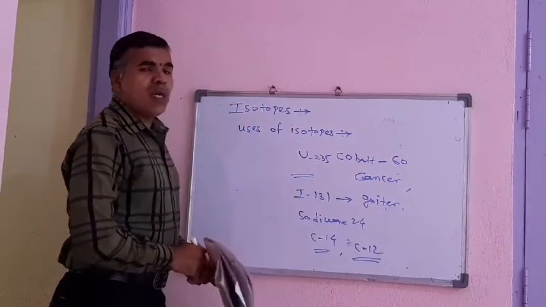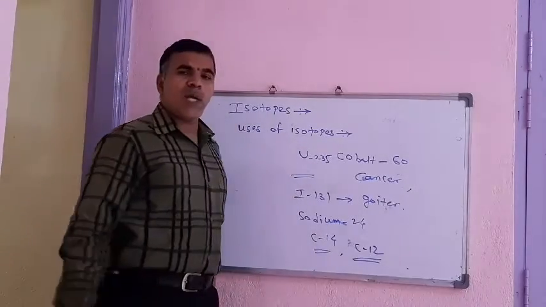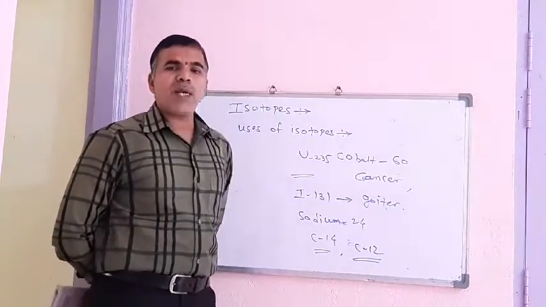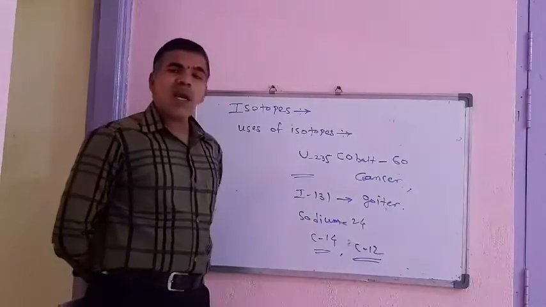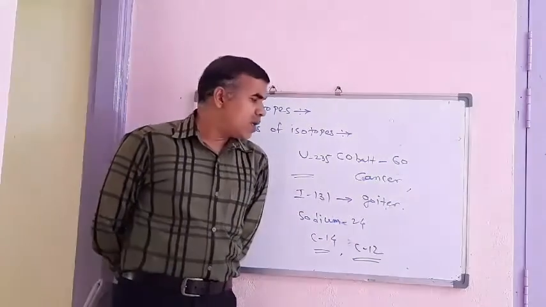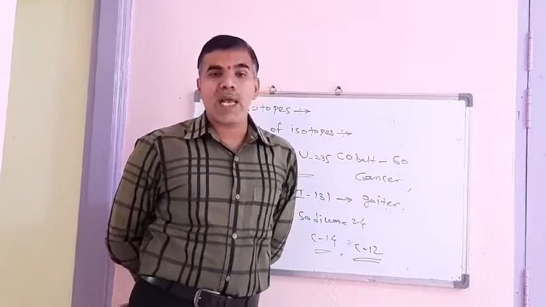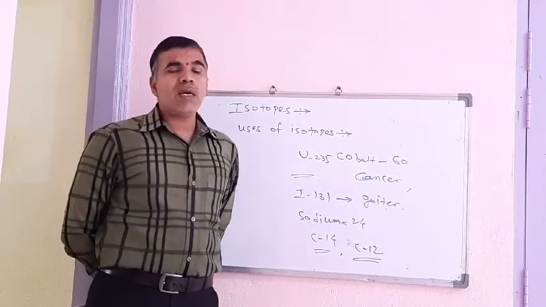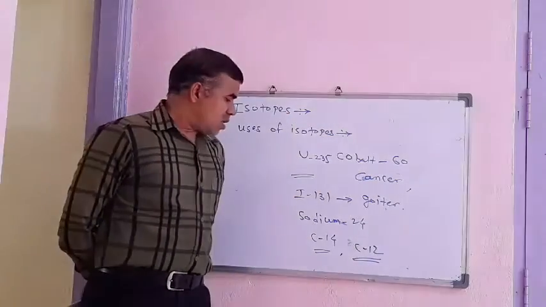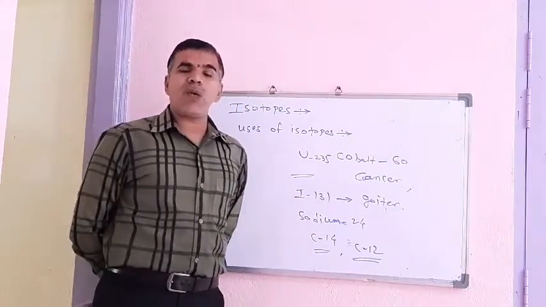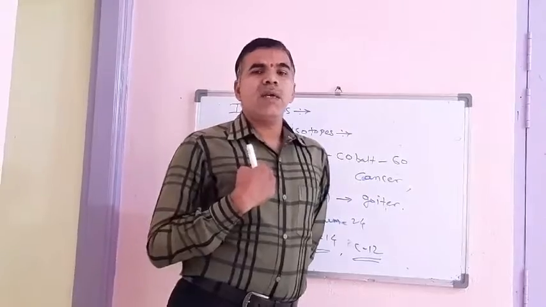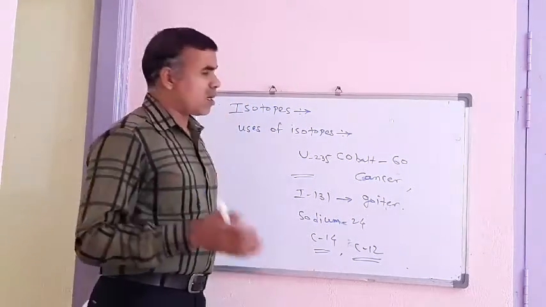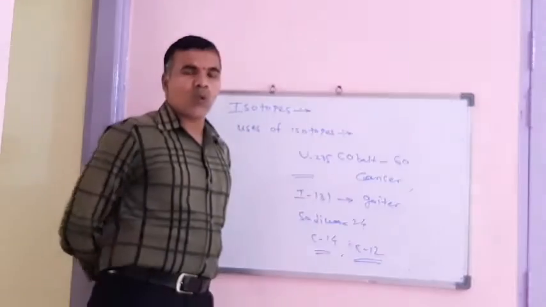Uranium 235 is used for production of electricity in a nuclear reactor. Cobalt 60 is used in the treatment of cancer. Iodine 131 is used in the treatment of goiter or thyroid gland. Sodium 24 is used to determine the leakage of underground pipes. Carbon 14 and carbon 12, which are present in a human body, determine the age after the death of animals, plants and human beings. So these are some uses of isotopes.